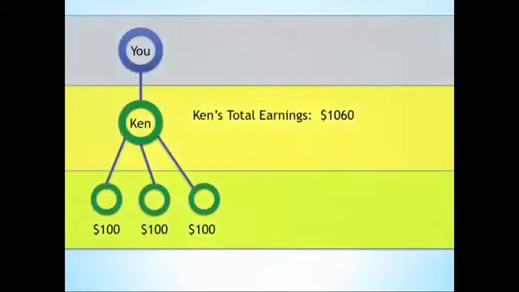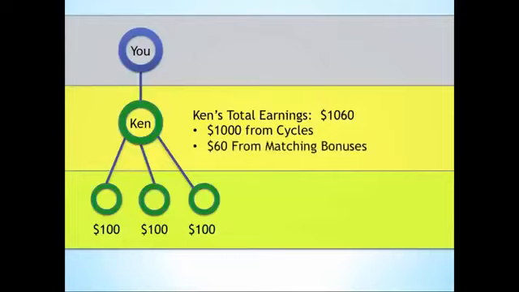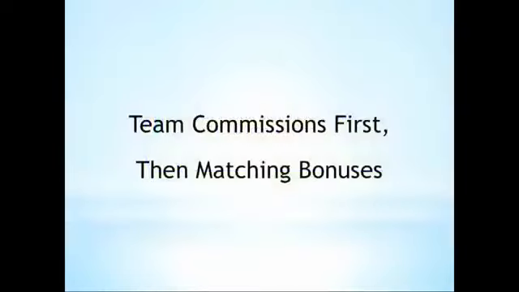So, if we looked at our previous example, even though Ken's total check would have been $1,060, you would only receive matching bonuses on $1,000 of that amount, since the 60 represents Ken's matching bonuses. Another way of thinking about this is that the computer calculates team commissions first, then goes back a second time and determines all the matching bonuses off that first independent commission run.